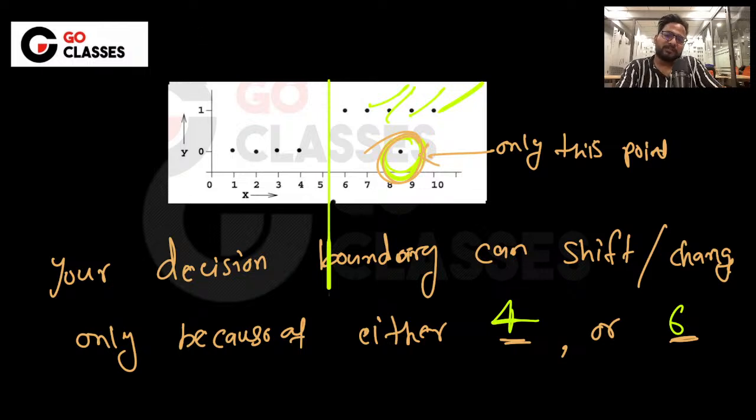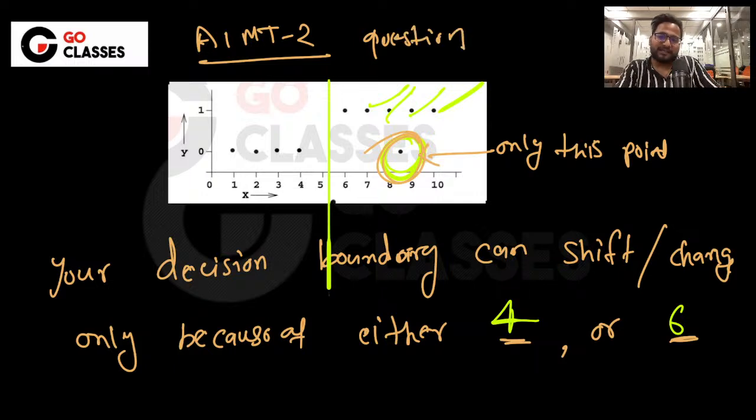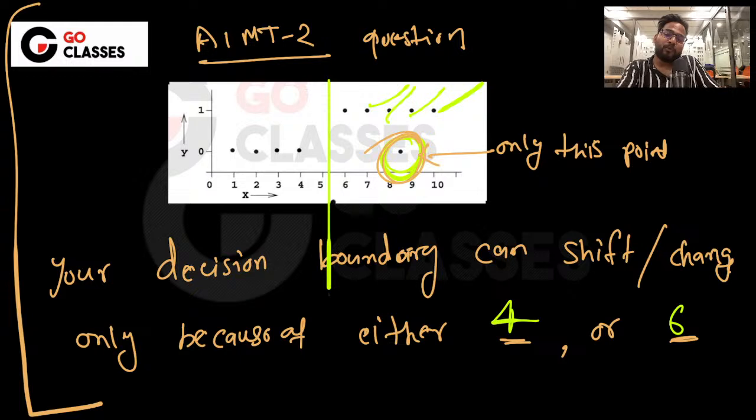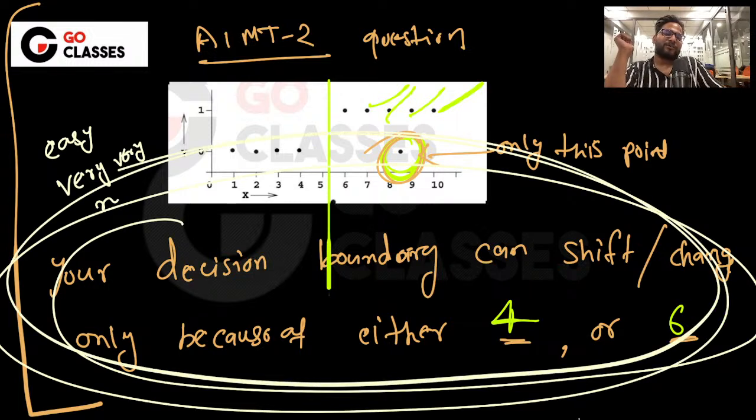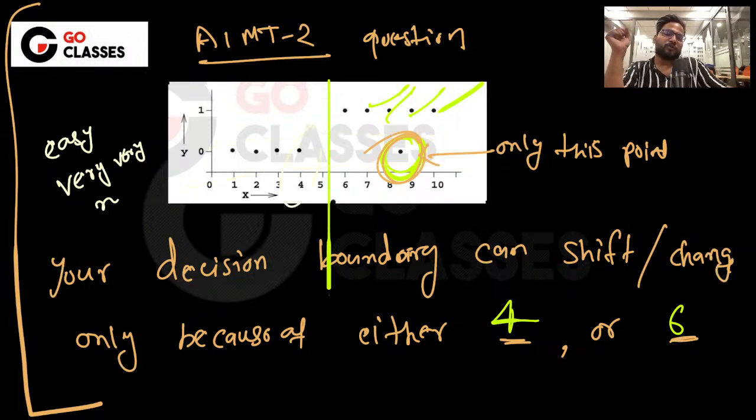Okay, so from this slide there will be an AIMT2 question, and I'm telling you again, the concept is on this slide, and most probably you may fall into the trick, or you will appreciate that question for sure. It is an easy question, but it will be a very nice question. The concept is in this line only: your decision boundary will shift just because of these 2 points. Okay, the concept will be in this line.